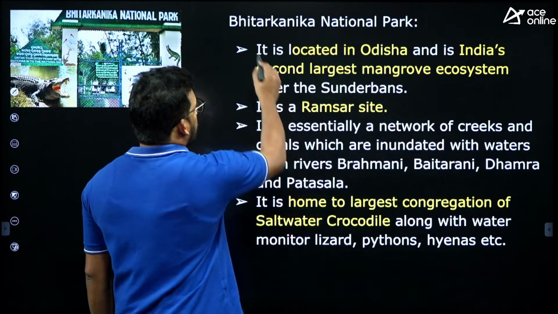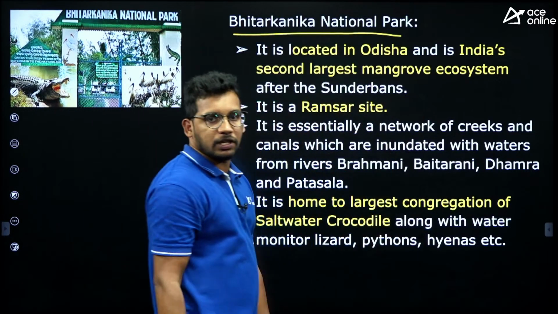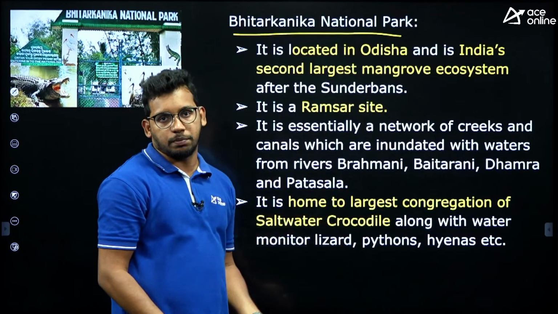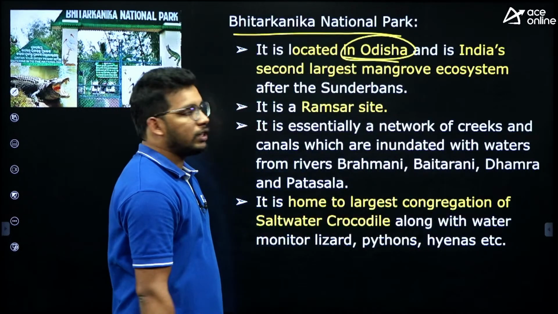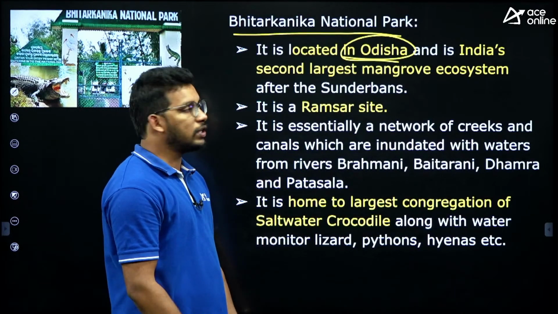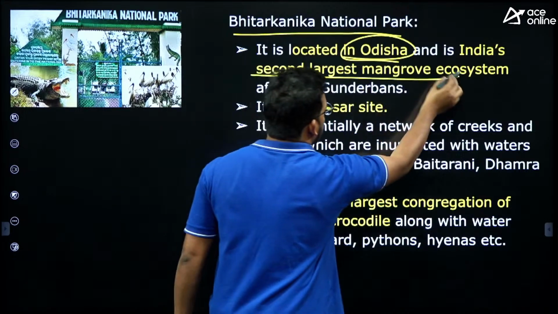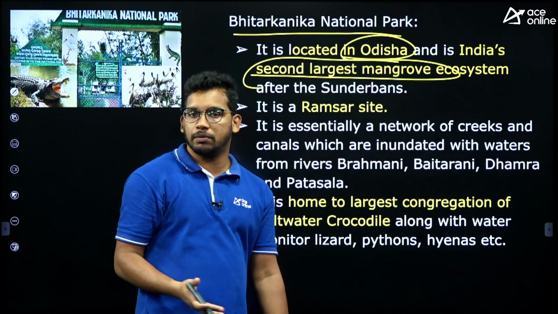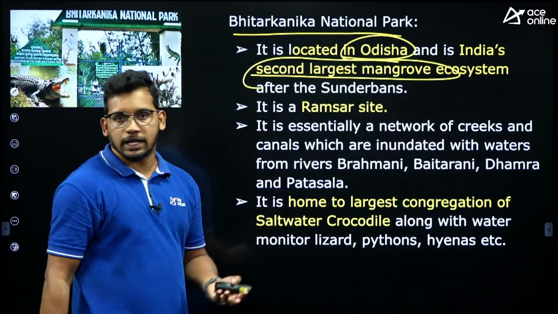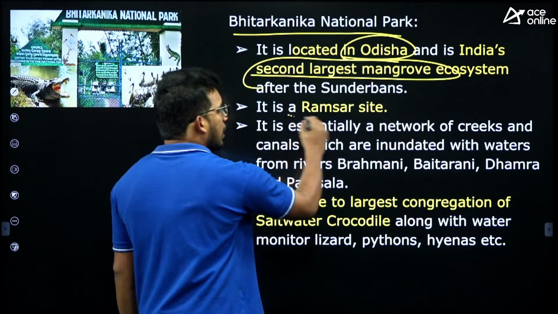Let's also see about the Bhitarkanika National Park, as they have mentioned that we have launched this program from this national park. So this is very simple. This is located in Odisha, very factual. This national park is located in Odisha, and this is India's second largest mangrove ecosystem after Sundarbans. Sundarbans has the largest mangrove ecosystem, and this is the second largest mangrove system. It is a Ramsar site as well.